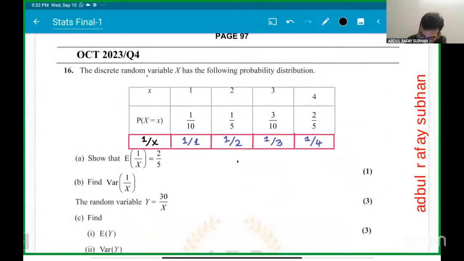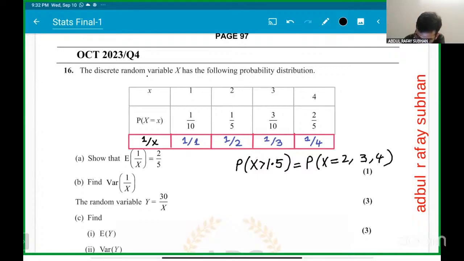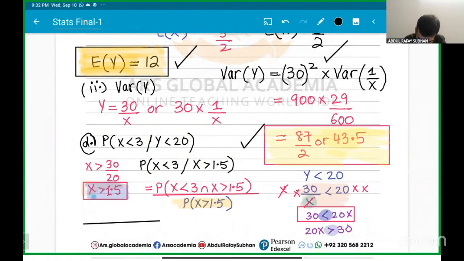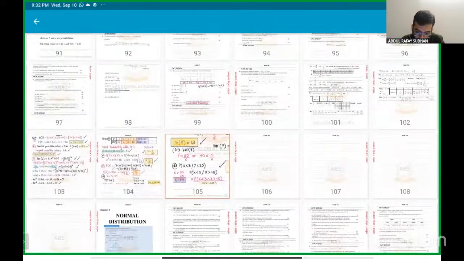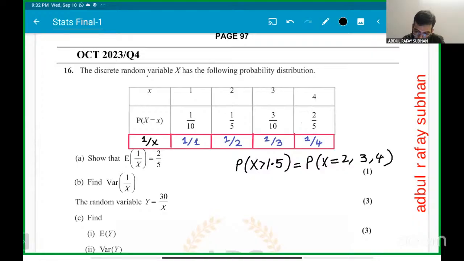The chapter doesn't talk about decimals from the start, because 1.5 is not a discrete random variable. What it means is, if x is greater than 1.5, it will be the probability of x is equal to 2, 3, and 4. All of these three will be added: 1 over 5, 3 over 10, 2 over 5. Greater than 1.5 means 2, 3, and 4. So 1 over 5 plus 3 over 10 plus 2 over 5. That's the denominator.